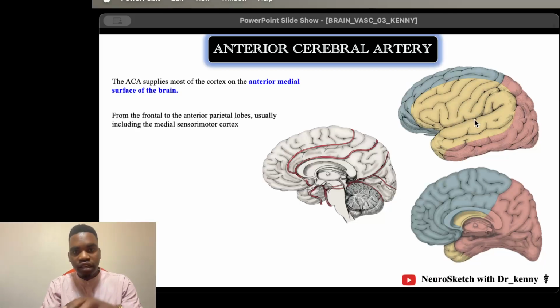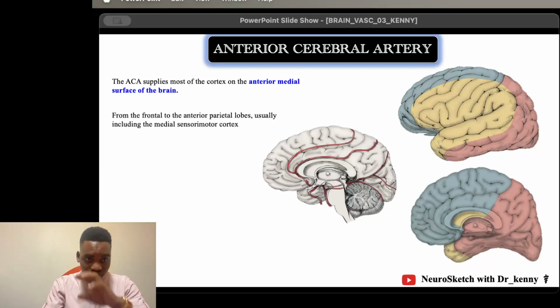So this will be the territory for the middle cerebral artery, which is another discussion for next time. And then this reddish area would be the territory for the posterior cerebral artery. So that's the superficial territory of the anterior cerebral artery.